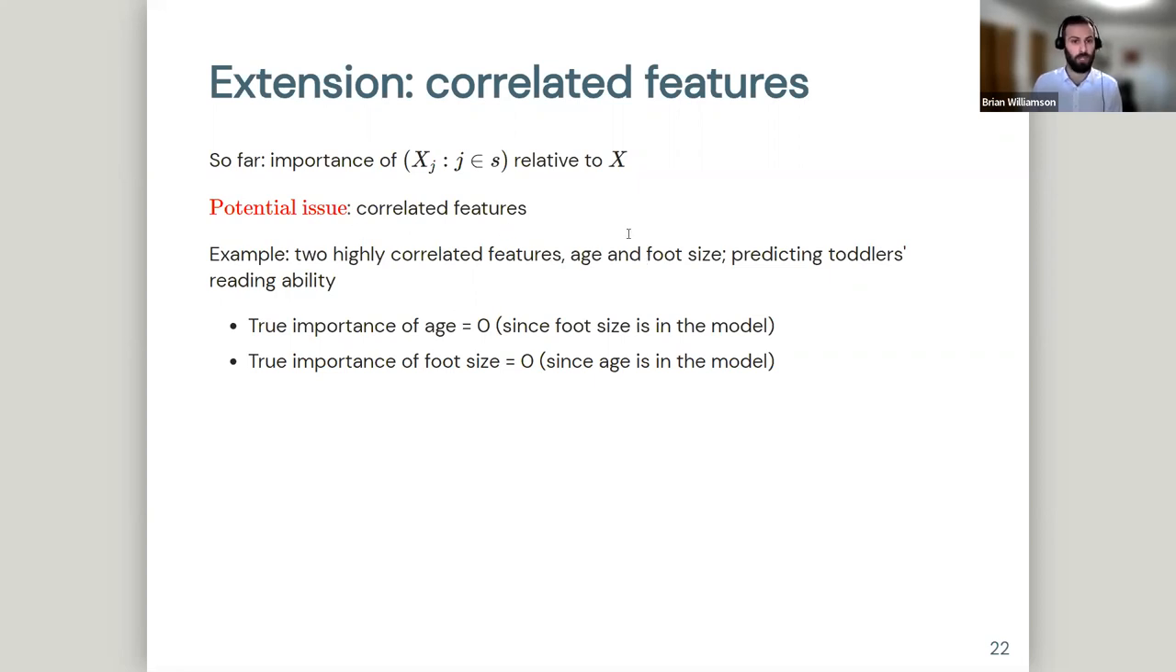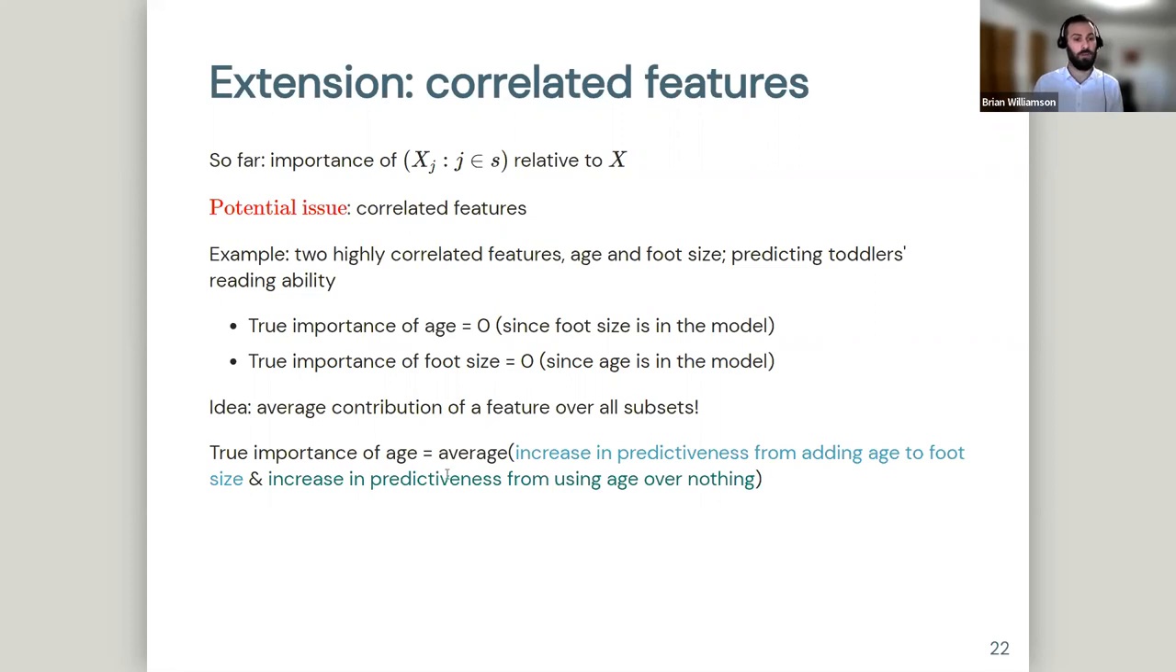If they're perfectly correlated, age and foot size, because I've kept foot size in the model and kicked out age, age wouldn't appear to be important. And the reverse is also true. If I considered foot size alone and left age in, then I would think that foot size is not important, where really they're both important. And so the idea that we had to handle this was to average the predictiveness contribution of a given feature over all possible combinations of that feature with the others.